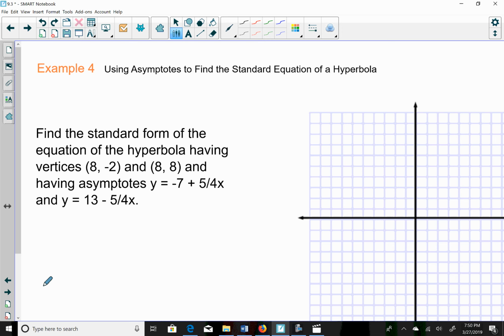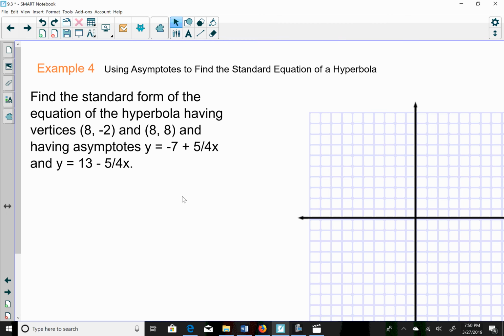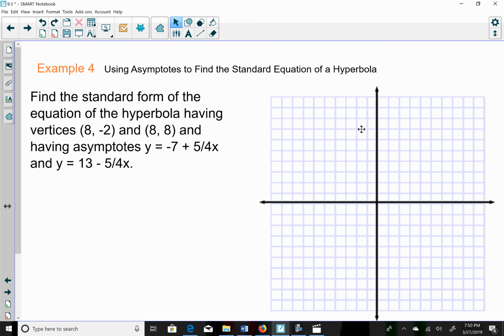So this one doesn't ask me to graph it, but I think graphing always helps. So it says find the standard form of an equation of a hyperbola having vertices at 8, -2, and 8, 8, and having the asymptotes of -7 plus 5/4 x and 13 minus 5/4 x. So let's talk about the vertices first. They are 8, -2. So let me see if I can bring him out a little bit.